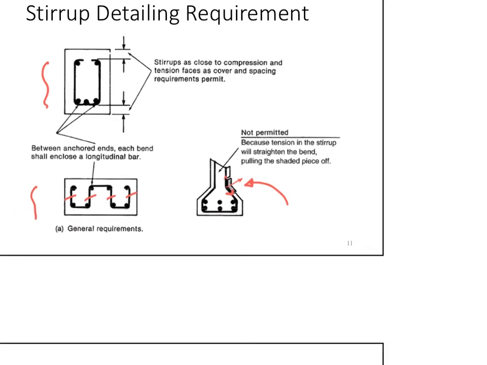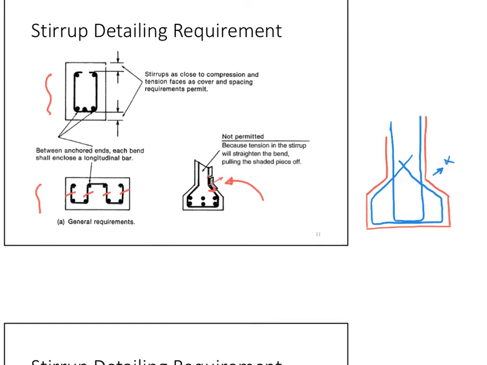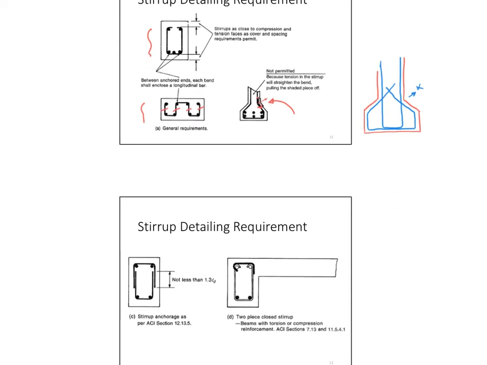So the best way to do this, instead of having it this way, is you would actually run your stirrup coming from the web all the way, and then you would run another stirrup coming this way. So that is a detail where you will not have such a force. This will not happen, and you would protect your concrete cover.